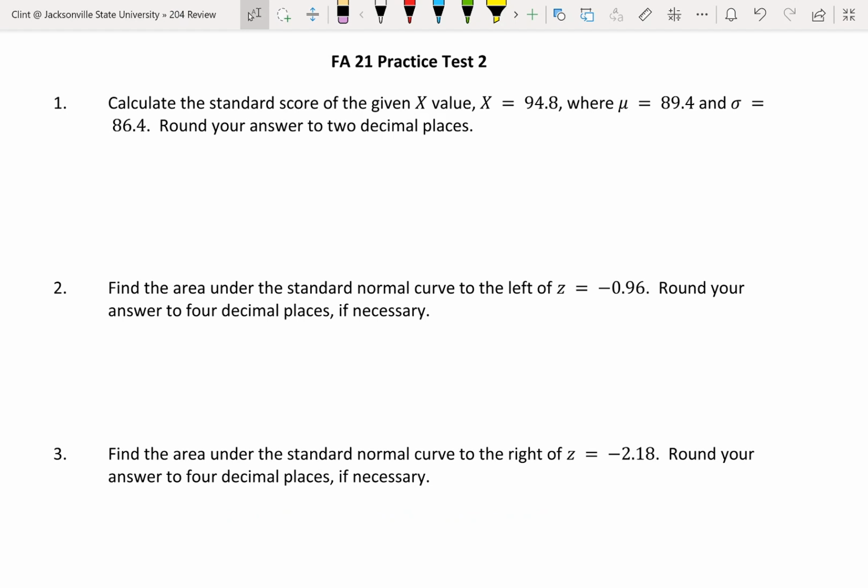Alright. We're just going over the practice test today.